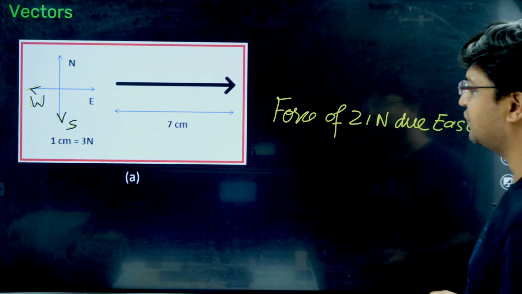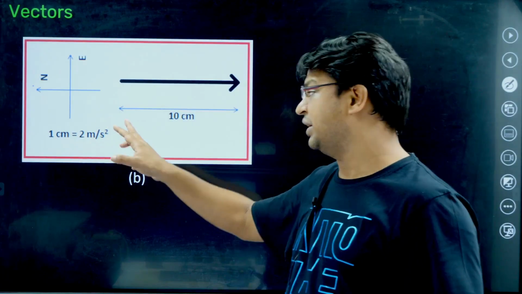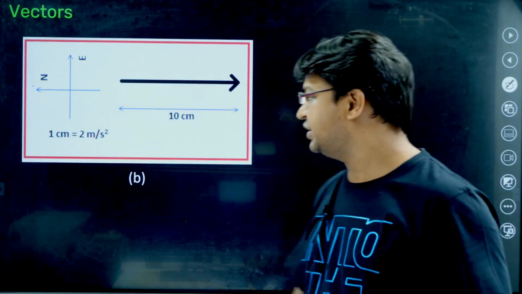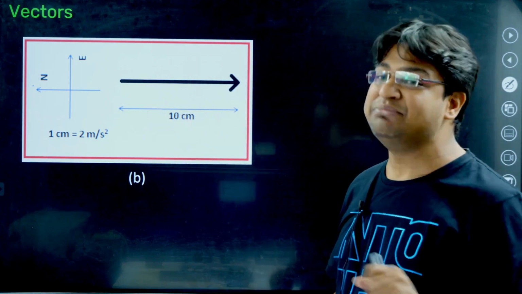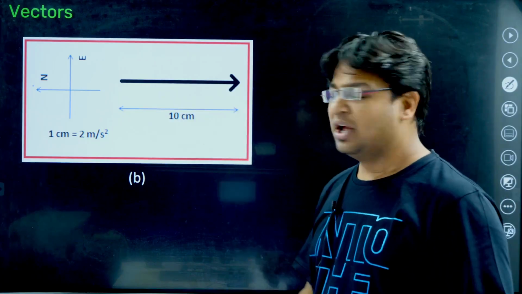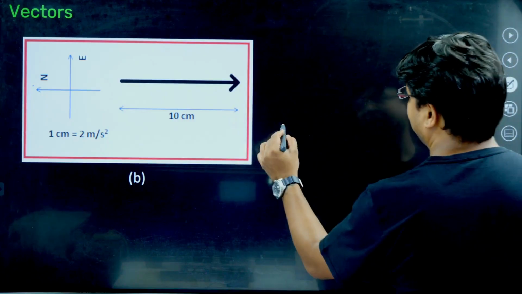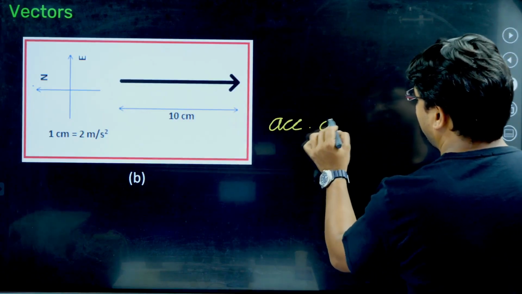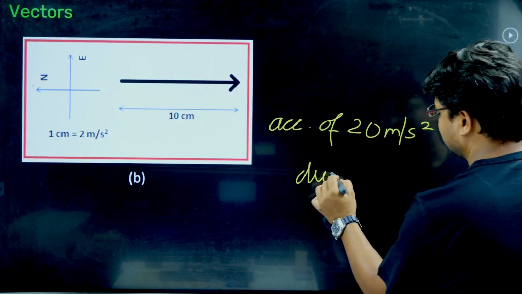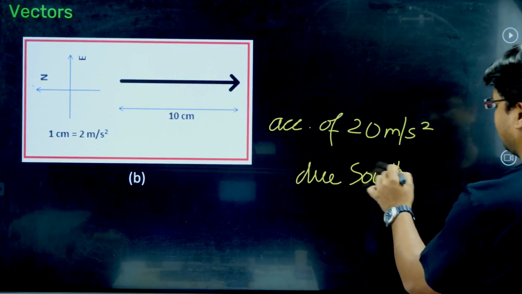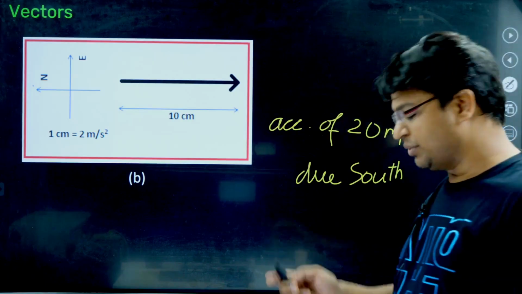Then if I move to the next one, here we have 1 centimeter representing 2 meter per second square, so that must be acceleration. Acceleration is again a vector quantity, and this length is 10 centimeters, so we are talking about an acceleration of 20 meter per second square. And what about the direction? If that is north, this must be south, so this is due south. So I will write acceleration of 20 meter per second square due south. This arrow represents an acceleration of 20 meter per second square due south.